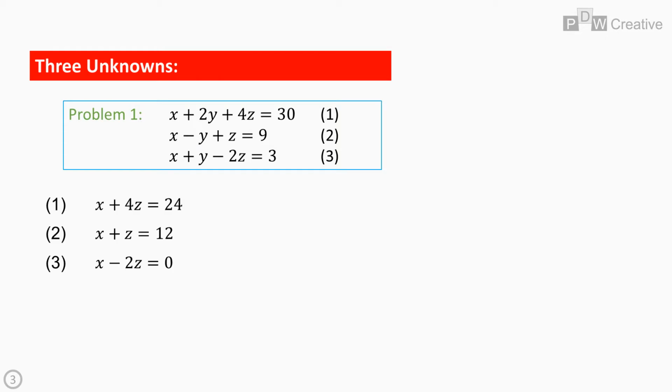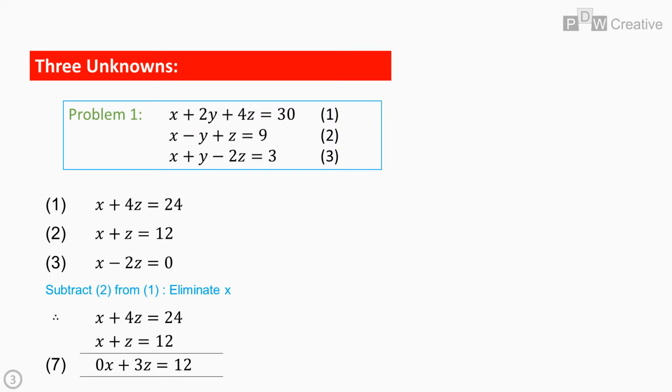Let's pick two equations for further elimination. In this case, equations 1 and 2. So subtract 2 from 1 to eliminate x. Deducting 2 from 1 forms equation 7. So from equation 7, 3z equals 12. So z equals 4.